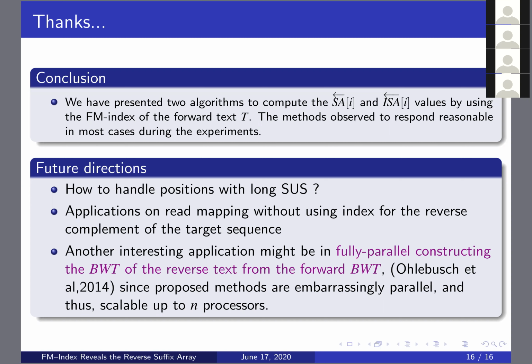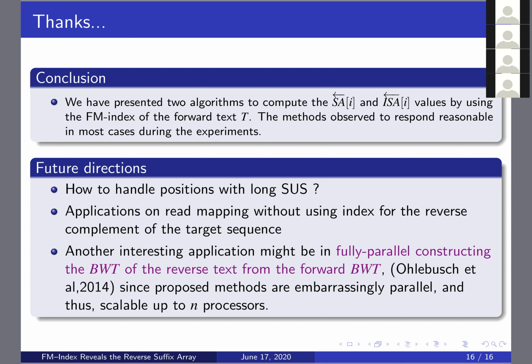The second thing is that there can be some applications in read mapping. For example, for a reference genome, when computing the Burrows-Wheeler transform, as we mentioned, what we currently do is augment the original sequence with the reverse complement. Instead of that, is it possible to not make this augmentation but still perform fast pattern matching in the reverse direction using the forward elements?